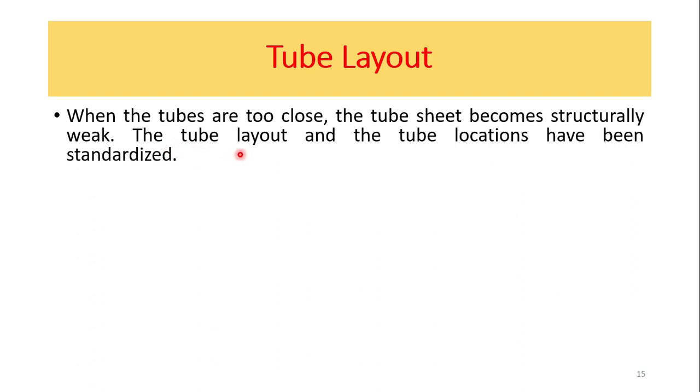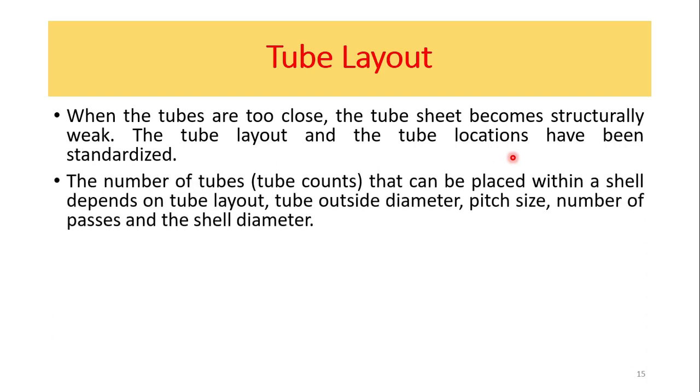So the tube layout and the tube locations have been standardized. So there are different configurations that we will see in the design of the shell and tube heat exchanger. The number of tubes, which is simply known as the tube count, that can be placed within the shell depends upon the tube layout, tube outside diameter, pitch size, the number of passes and the shell diameter. So pay attention to these different terminologies, that the tube layout, right?